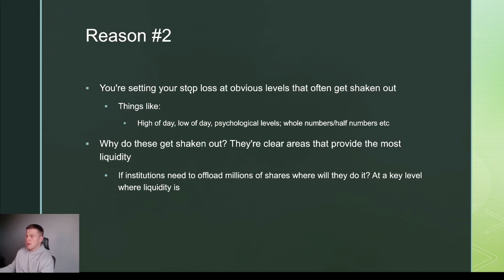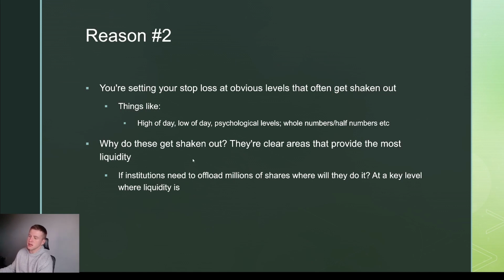Another one that's really big is you're setting your stop loss at obvious levels that get shaken out. This is a very, very common one, and a lot of times people set their stop loss at the high of day, low of day, psychological level, whole number, like on SPY, 414, 415, 410, 405, 390, whatever it may be. And even half numbers, like on Apple, for example, 167.50, 168.